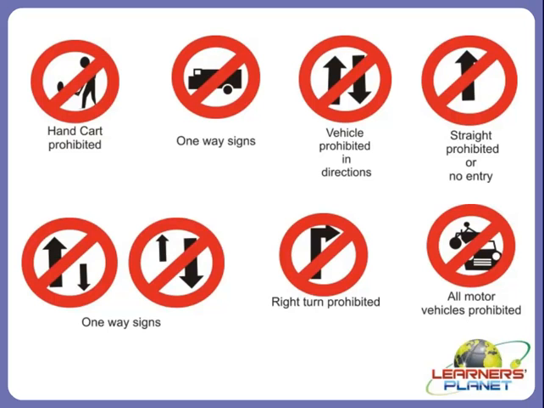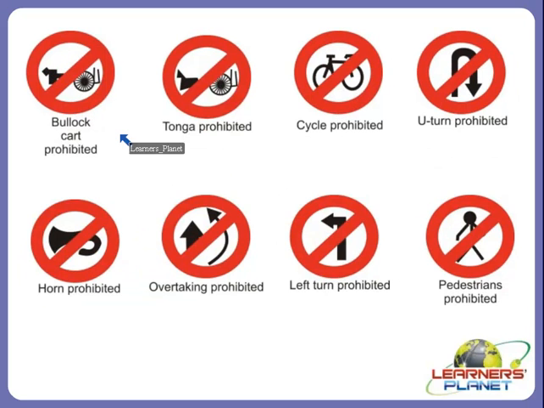Okay children, let's study some more interesting road signs. Yes, bullock cart prohibited, which means bullock carts should not be allowed. Wherever this board is there, always remember that at that place bullock carts should be prohibited, which means they should not be allowed. Then tonga prohibited. In the same way, other vehicles like cycle prohibited, U-turn prohibited. You do not have to take any U-turn. You can move ahead, you can go to the right hand side or left hand side, but U-turn is prohibited, which means you should not take a U-turn if you see this kind of sign.